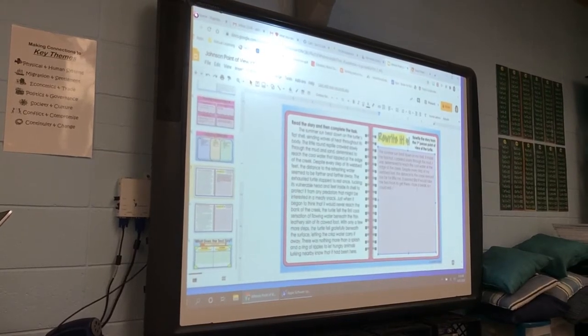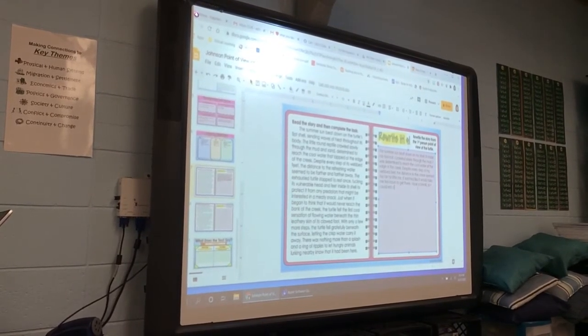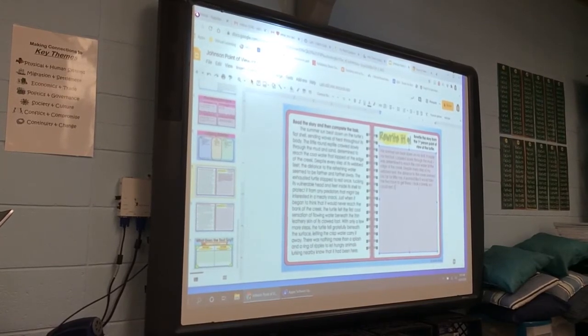It says right here, tucking its vulnerable head and feet inside its shell to protect it from any predators that might be interested in a meaty snack. I see that. So that's what I'm going to say. I'm going to say something like, I tucked into my shell just in case a predator comes.